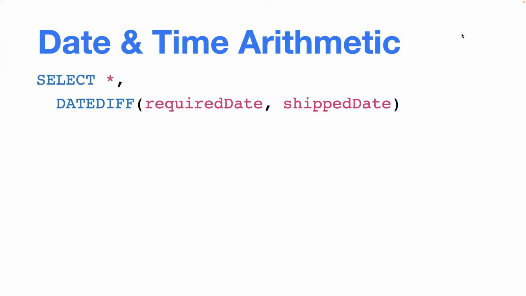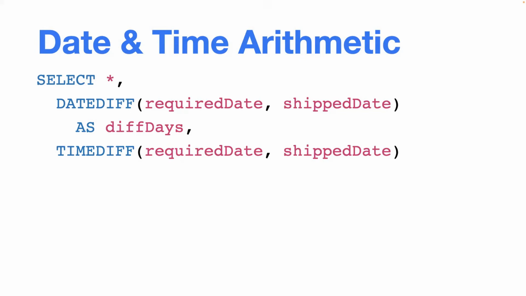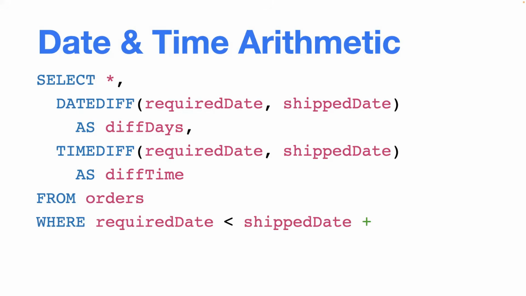So we did select star. We said date diff to get the difference between the required date and the ship date. And we call that diff days. Then we use time diff again to compute the hours between the required date and the ship date. We call that diff time. And we are doing this from the orders table where the required date is less than ship date plus interval 72 hours. So this is another way of writing it. Instead of saying required date minus interval 72 hours, you can say required date less than ship date plus interval 72 hours. Next, let's talk about date and time formatting.